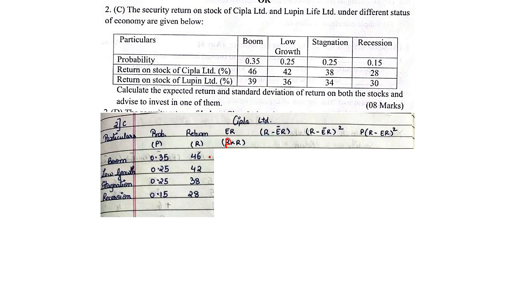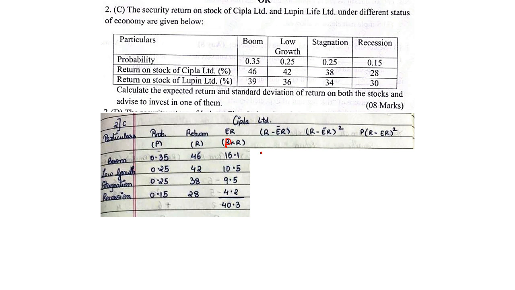So 0.35 into 46 will give you 16.1. 0.25 into 42 will give you 10.5. 0.25 into 38 gives you 9.5. 0.15 into 28 gives you 4.2. The total of which is 40.3. So that is nothing but the expected return in total.